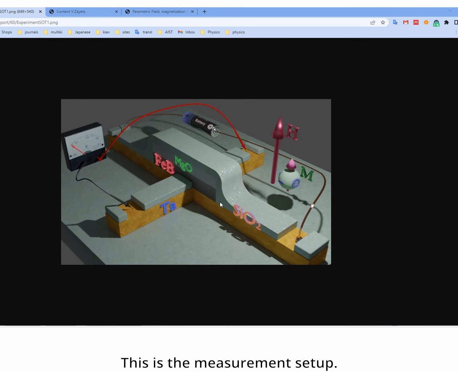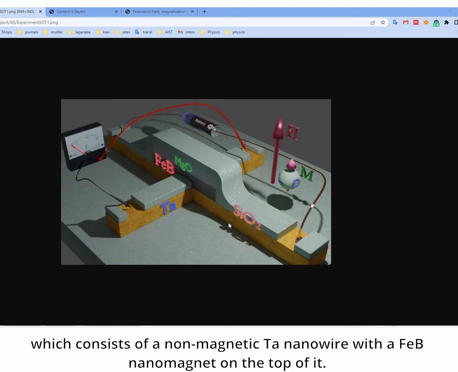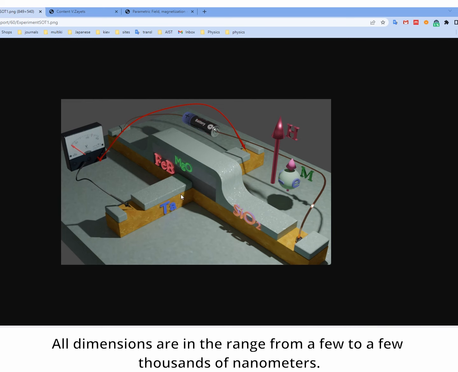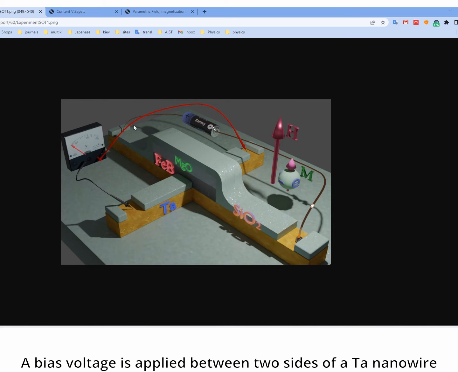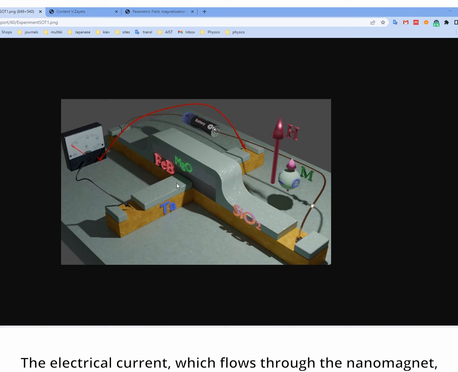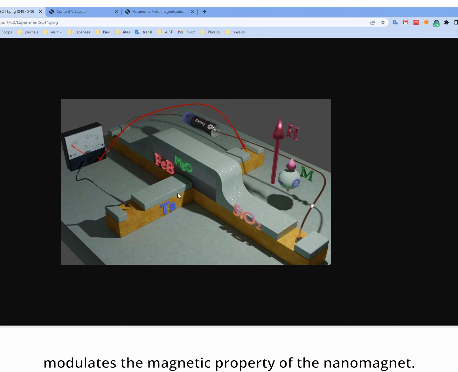This is a measurement setup which consists of non-magnetic tantalum nanowire with iron-boron nanomagnet on top of it. A Hall probe is used for measurement of magnetic properties of the nanomagnet. All dimensions are in the range from a few to a few thousands of nanometers. A bias voltage is applied between two sides of the tantalum nanowire and current flows through the nanomagnet. The electrical current which flows through the nanomagnet modulates the magnetic properties of the nanomagnet.